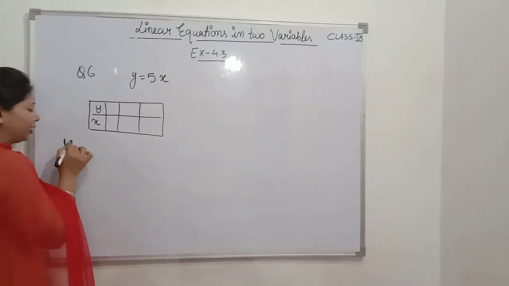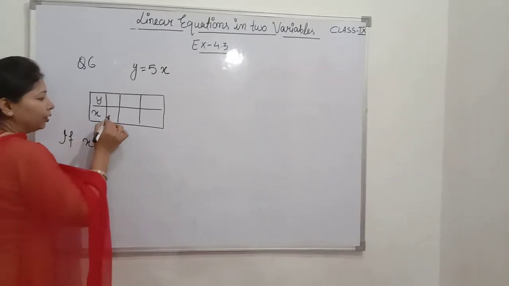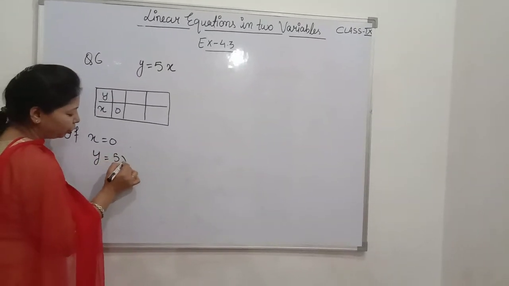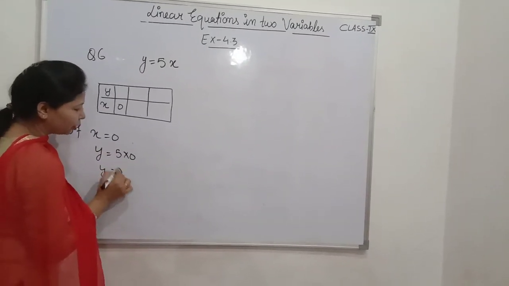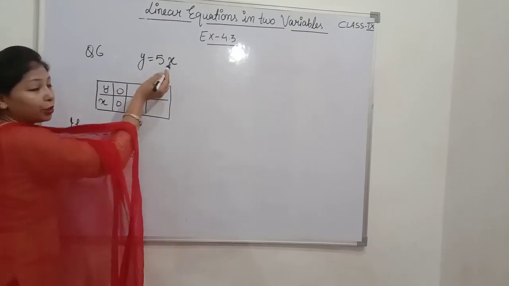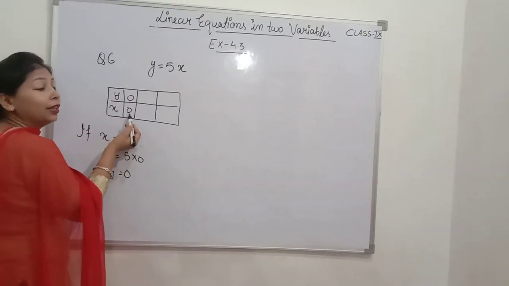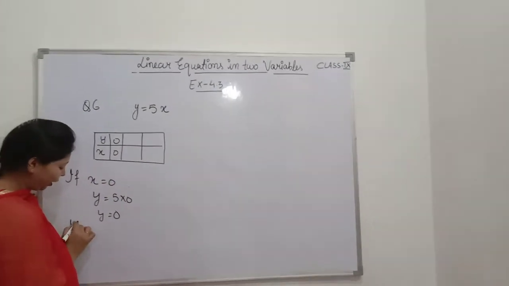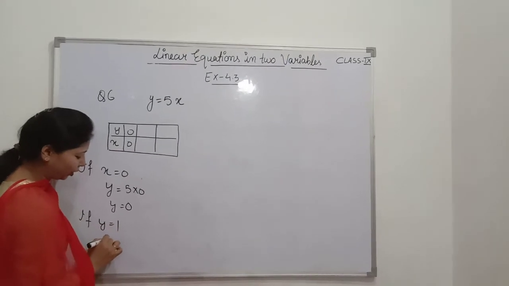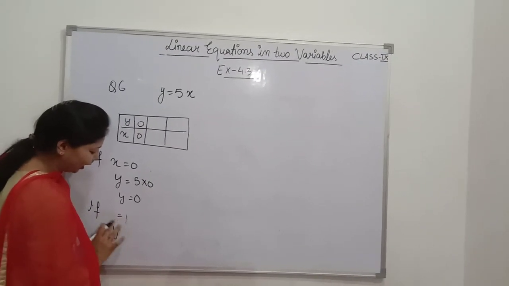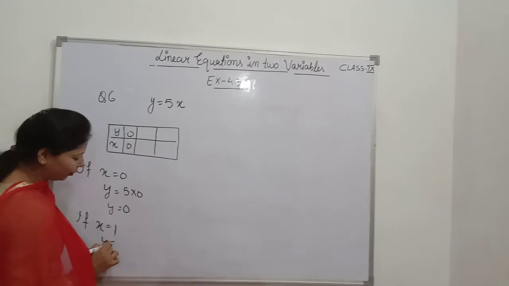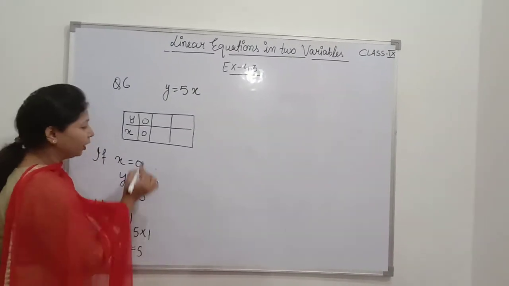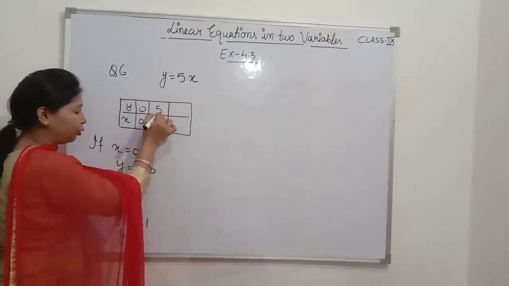Now if I take x is equals to 0, then what is the value of y? 5 into 0, that is y is equals to 0. If I get 5 into 0 is 0, that means if the value of x is 0, then what will y also be? 0. Now if I take x is equals to 1, then what is the value of y? It's 5 into 1, y is equals to 5. If x is equals to 1, y is equals to 5.